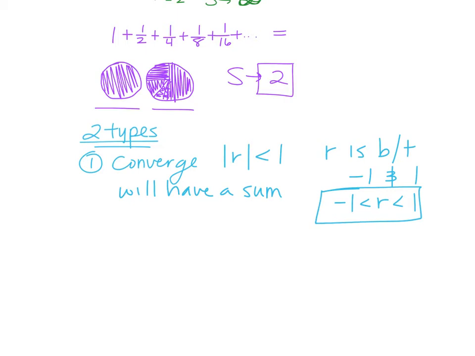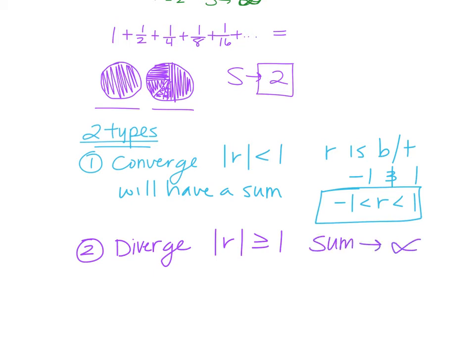Okay, the second one is, do you know what happens if you don't converge? If you watch the movie Divergent, you diverge. Okay, and with diverge, the absolute value of your common ratio has to be greater than or equal to 1. In that scenario, your sum is going to be infinity. Okay.